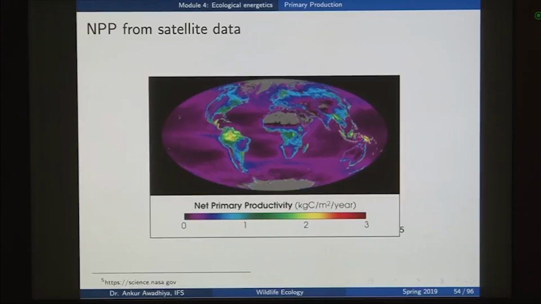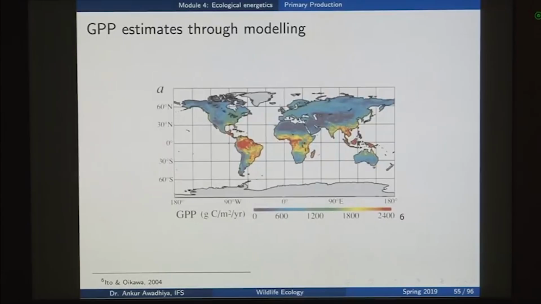Now, net primary productivity can also be computed using satellite data. In the case of satellite data, what we are trying to measure is the amount of chlorophyll that is there per unit area. If you have more chlorophyll and you know what kind of species are there, you can figure out the amount of productivity that we can expect from that area. So, we can make an estimate of the net primary productivity of different areas of the earth, and we can also compute the net and gross primary productivity using modeling.